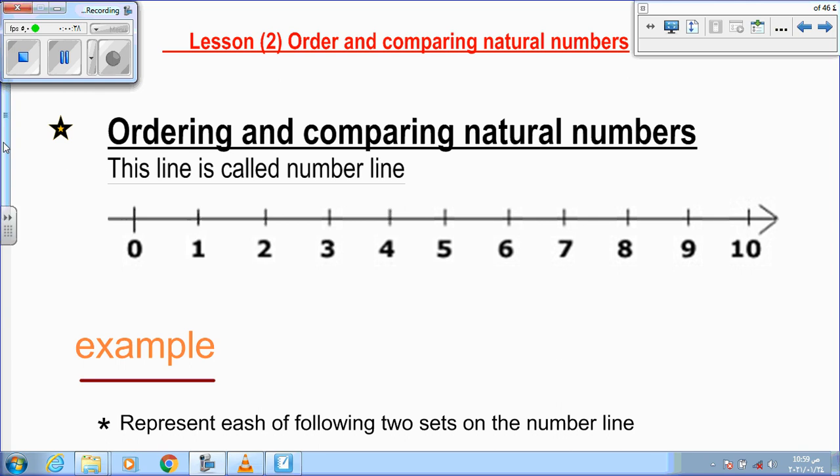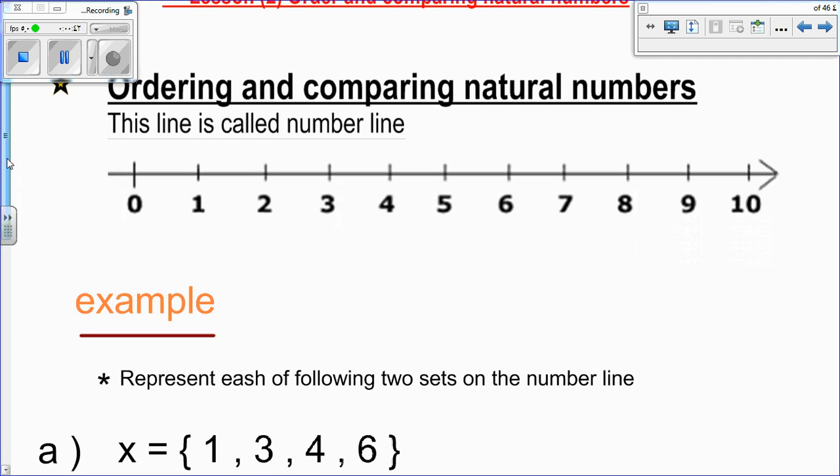To order the natural numbers is to write them from the smaller to the greater. All of you know it. And what is the meaning of comparing two natural numbers? Comparing natural numbers is to recognize which one is greater and which one is smaller.